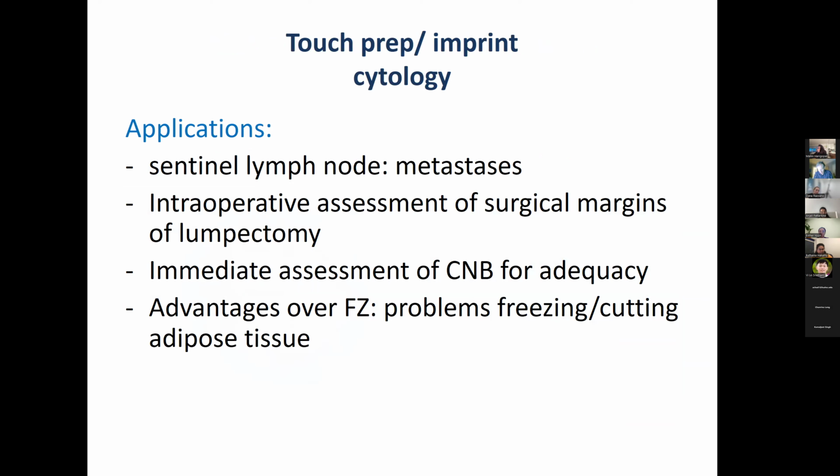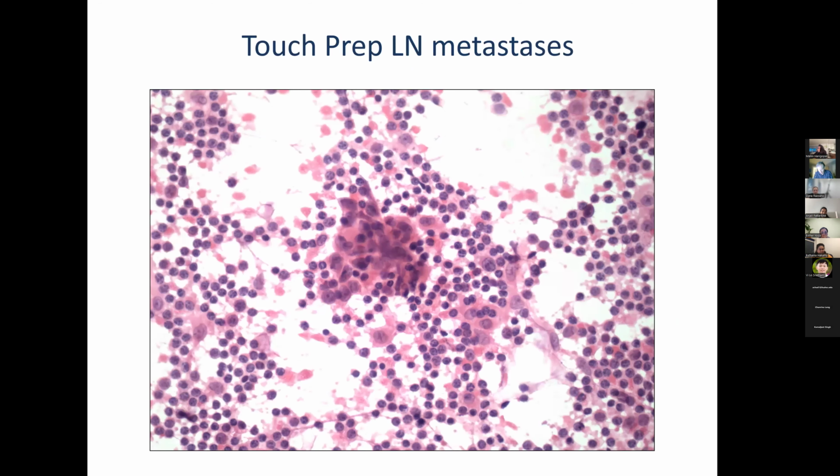So the other applications of cytology is the touch prep, like we talked about, of lymph node, and at the intraoperative assessment of surgical margins of lumpectomy. I think this is so rare, we don't even do a frozen section these days. So this, I think, is probably not feasible at this time. Touch prep of lymph node mets is sometimes very helpful when the lymph node comes for frozen section, and while the section is being cut, you could do a quick touch prep to get a clue whether this is going to be malignant or not.